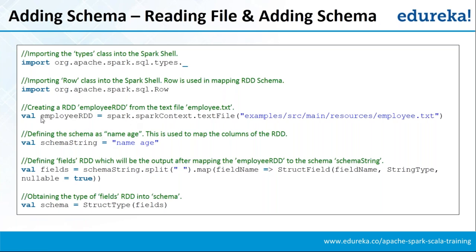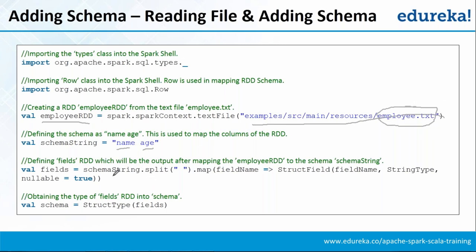Then we are creating an RDD called employee RDD, and we are creating this with the help of this text file. Once we have created this, we are going to define our schema. This is the schema approach. We are going to define it like name, then space, then age, because these were the two fields I have in my data. In this employee.txt, these are the two data which we have, name and age.